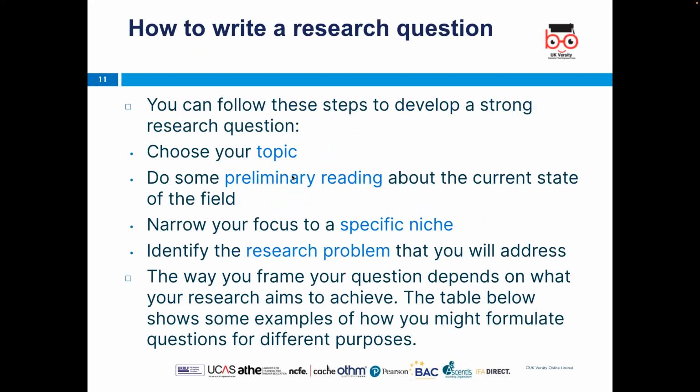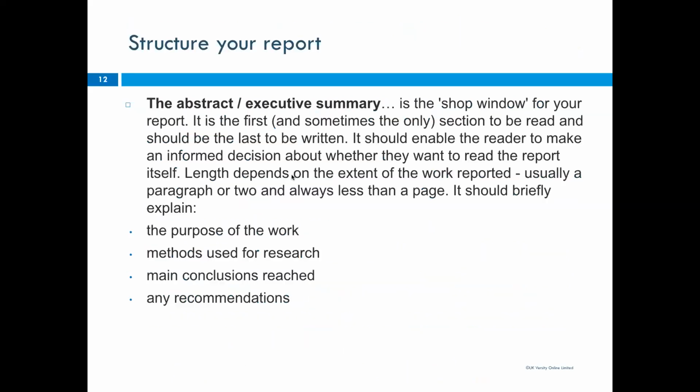After knowing all this, you have to learn how to write a research question. For you to be able to write a research question, you can follow these steps to develop a strong research question. Choose your topic, do some preliminary reading about the current state of the field. That literally means understanding what your topic is and narrowing your focus to a specific niche. Identify the research problem that you will address. The way you frame your question depends on what your research aims to achieve. The table below shows some examples of how you might formulate questions for different purposes.